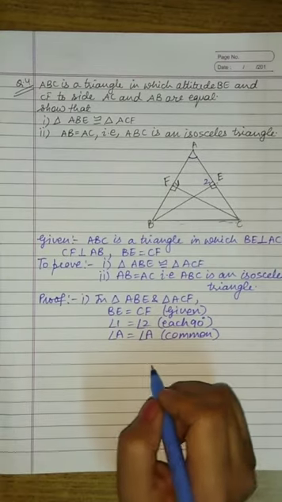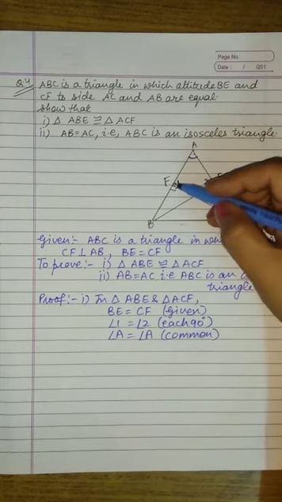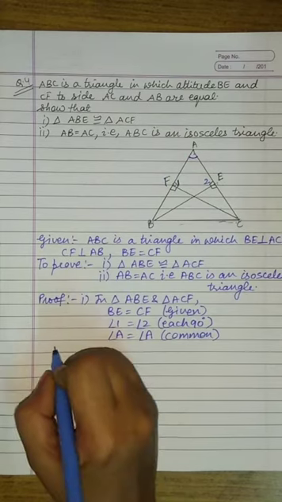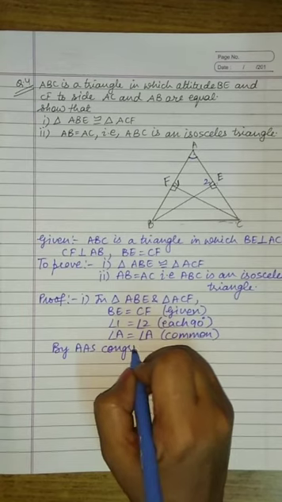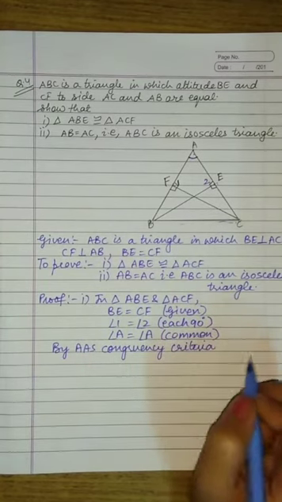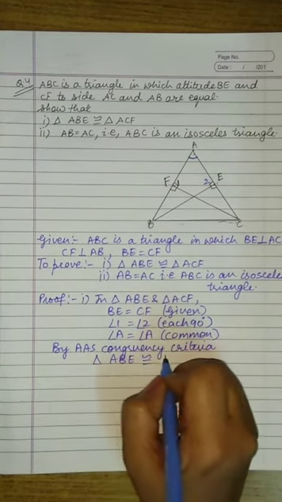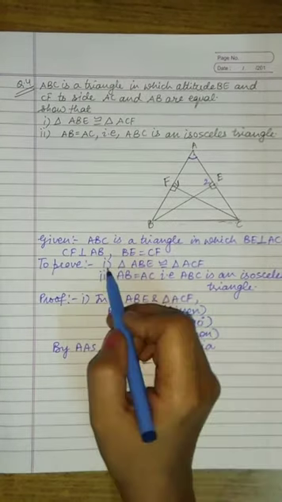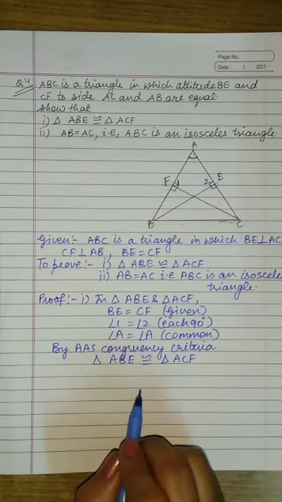Now three conditions are satisfied to make these two triangles congruent. So here we have used which congruency criteria? That is angle, angle, then side. So we will write by AAS congruency criteria, triangle ABE is congruent to triangle ACF. Now our first part is proved, that both the triangles are congruent by AAS congruency criteria.